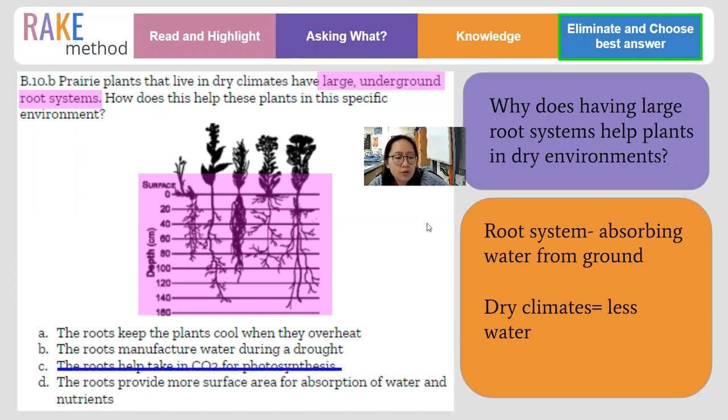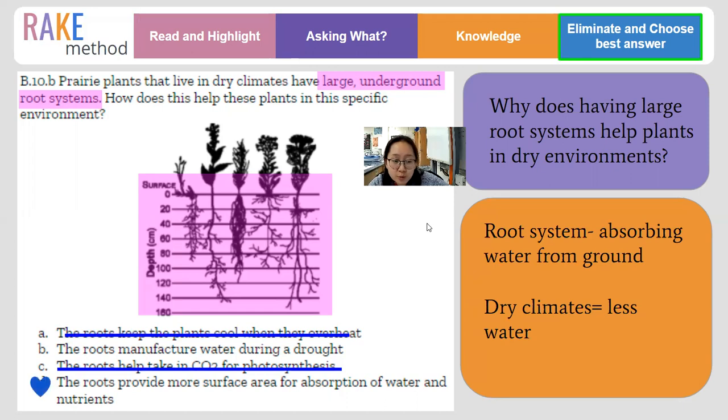So we know that the roots help take in carbon dioxide for photosynthesis is not related to water absorption right now, because also roots don't help take in carbon dioxide. That would be the leaves. So that is a random answer choice that is actually wrong. So we're going to cross that out. The roots keep the plants cool when they overheat is also an incorrect answer, because the roots are not in charge of dealing with plants overheating, right? The plants are protected by their cuticle and their stomata on the top in regards to hot temperatures, not the roots.